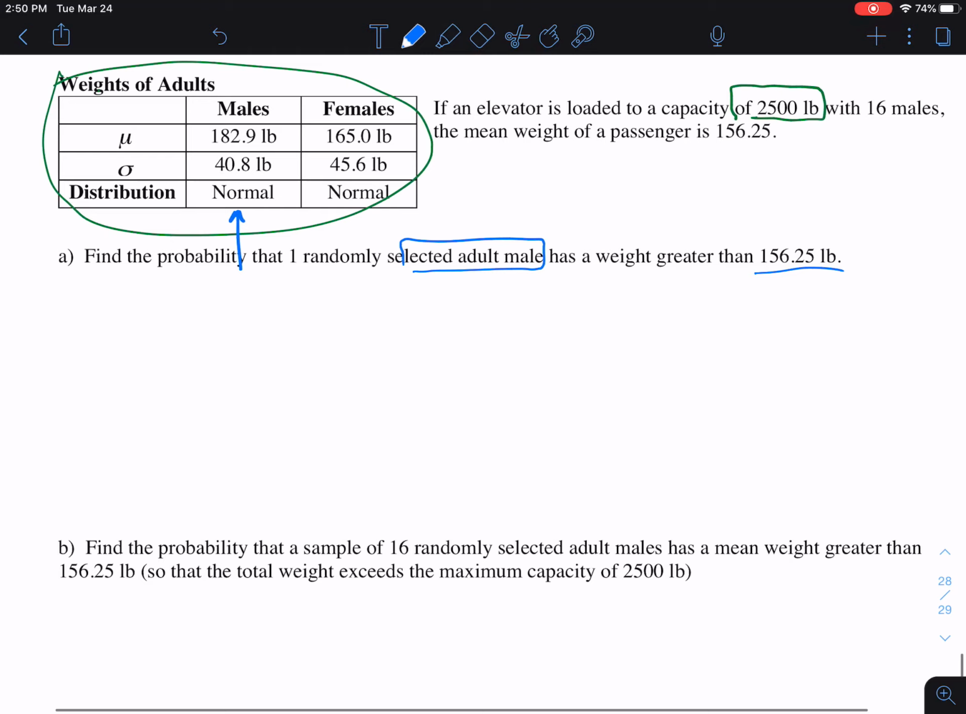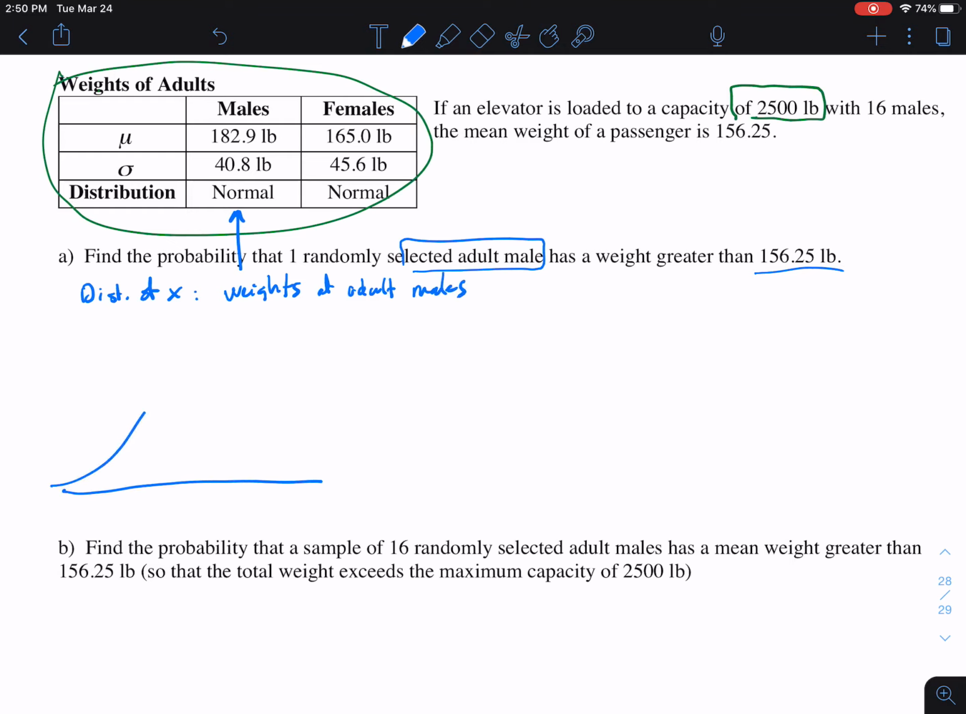So I'm going to say the distribution of x, where x is the random variable of weights of adult males. That's going to be our first distribution, and we're given that the distribution is normal with a mean of 182.5 pounds and sigma of 40.8 pounds. That's what we're given there.